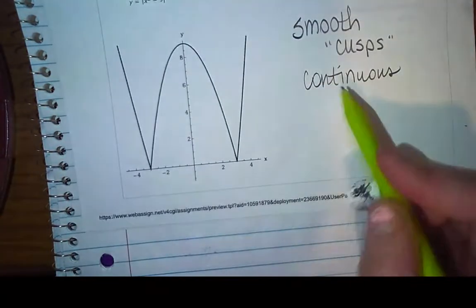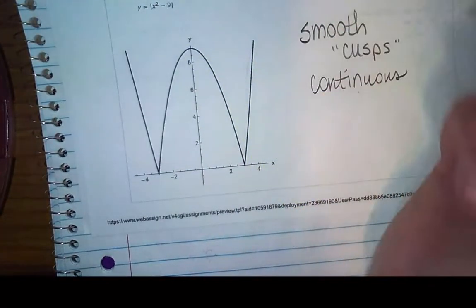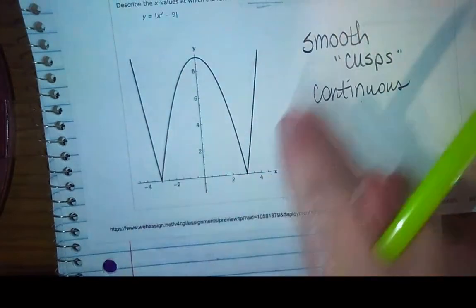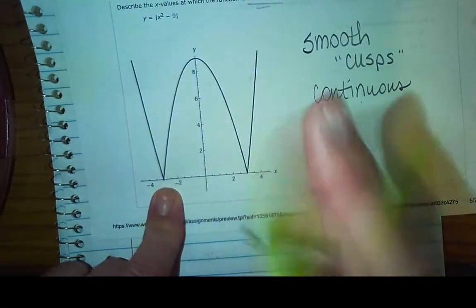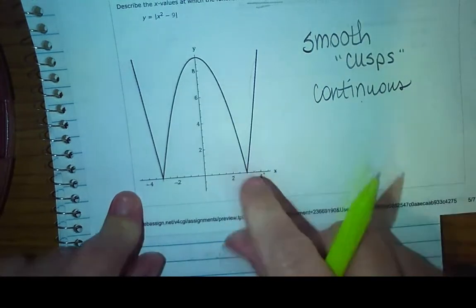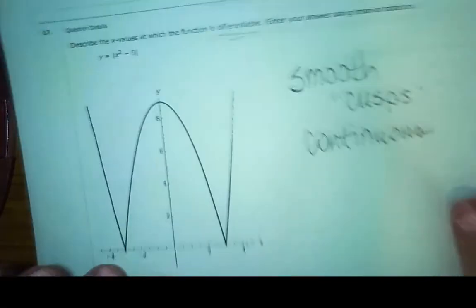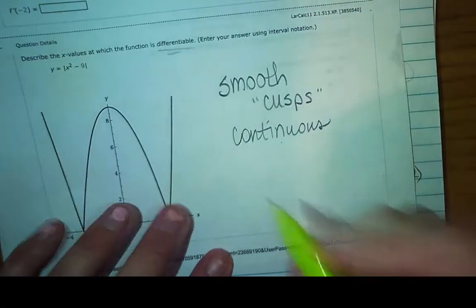So first of all, is it continuous? Yes, because I can draw this entire thing without ever lifting my pencil. But is it smooth? No. This is -2, -3, -4, this is 2, 3, 4. I cannot use -3 and +3. Okay? So I need to enter my answer using interval notation.